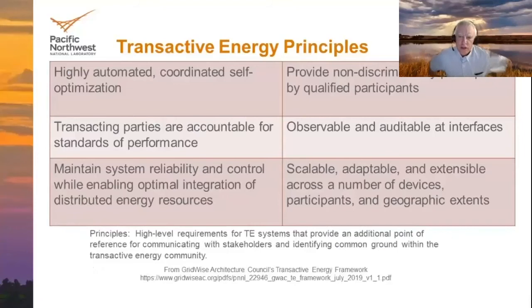Okay, so the 6 transactive energy principles that we came up with, these were discussed at a meeting at PJM about 2010 or 2011. And we had agreement across a number of participants at that meeting on these six ideas. First, that these systems require highly automated approaches, and that's a form of coordinated self-optimization. We'll talk often about greedy local optimization. They need to provide non-discriminatory participation by anybody that's qualified to participate, has the necessary devices and systems. And you saw that just a few minutes ago, that there's some sense of accountability that has to be in place that is applied to the transacting parties, so they can't say they'll do something and then not do it without any repercussions. That observability and auditability at all interfaces is required.